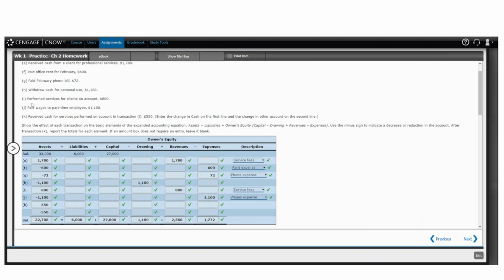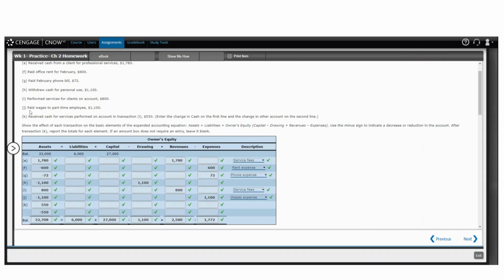In I, he performed services for clients on account for $800. Okay, so he didn't receive cash, but we do put this amount in accounts receivable. And accounts receivable is money that's going to be paid to us in the future. So my asset account of accounts receivable increases by $800 right here. And then I recognize the revenue of $800. Even if they haven't paid me, I recognize revenue when it is earned.